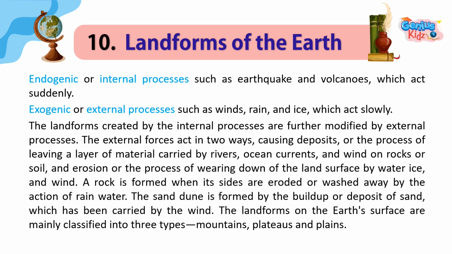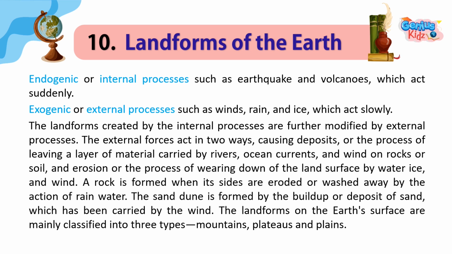The external forces act in two ways, causing deposits, or the process of leaving a layer of material carried by rivers, ocean currents, and wind on rocks or soil, and erosion, or the process of wearing down of the land surface by water, ice and wind. A rock is formed when its sides are eroded or washed away by the action of rainwater. The sand dune is formed by the buildup or deposit of sand, which has been carried by the wind.